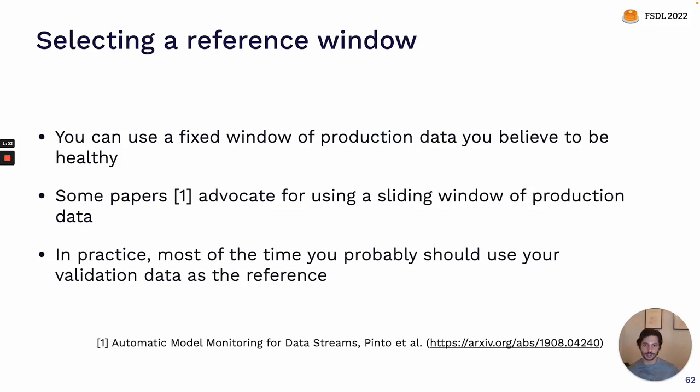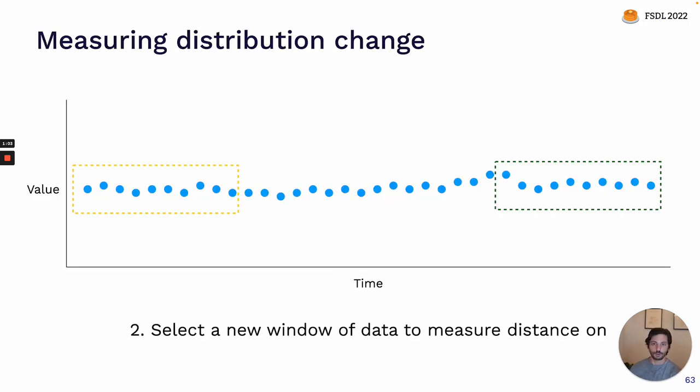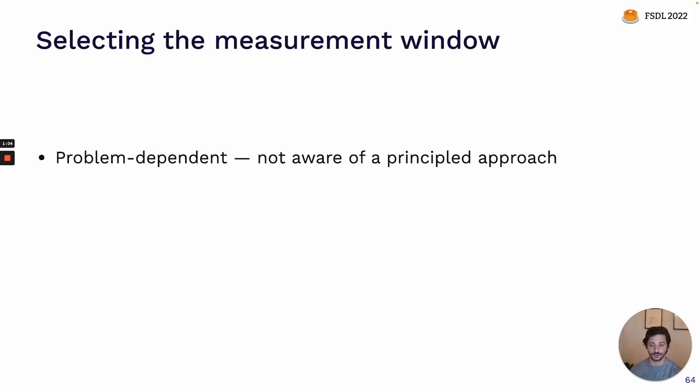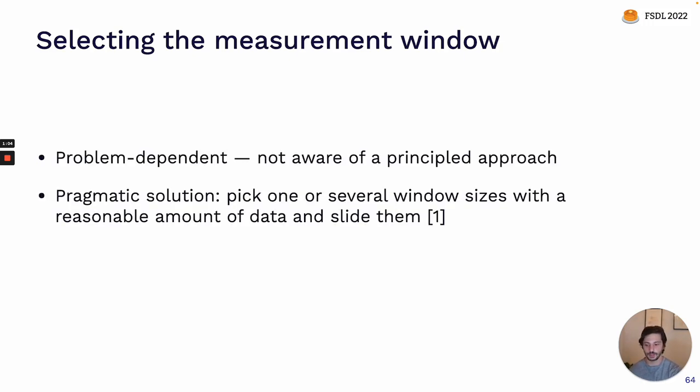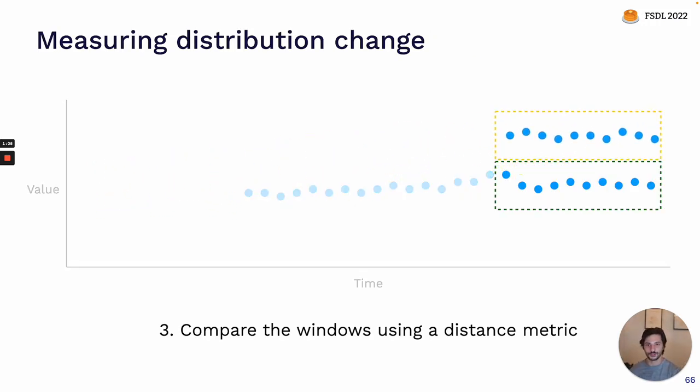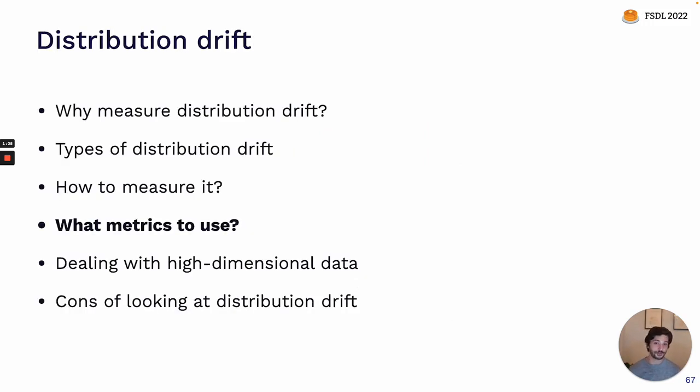But in practice, most of the time, what most people do is they'll use something like their validation data as their reference. Once you have that reference data, then you'll select your new window of production data to measure your distribution distance on. There isn't really a super principled approach for how to select the window of data to measure drift on, and it tends to be pretty problem specific. So a pragmatic solution that a lot of people do is they'll just pick one window size, or even a few window sizes with some reasonable amount of data so that it's not too noisy, and then they'll just slide those windows. And lastly, once you have your reference window and your production window, then you'll compare these two windows using a distribution distance metric. So what metrics should you use?